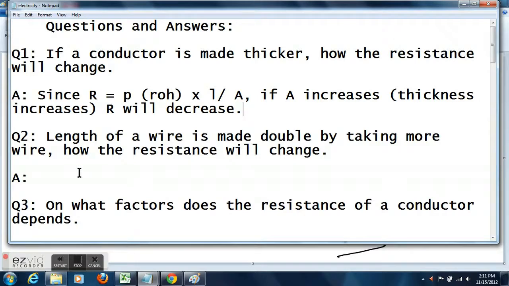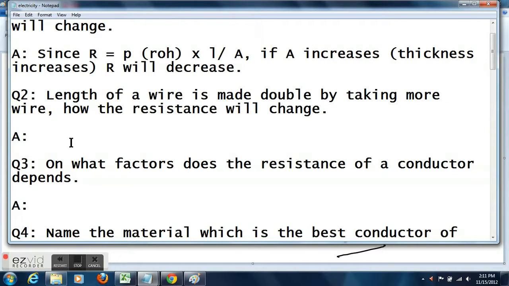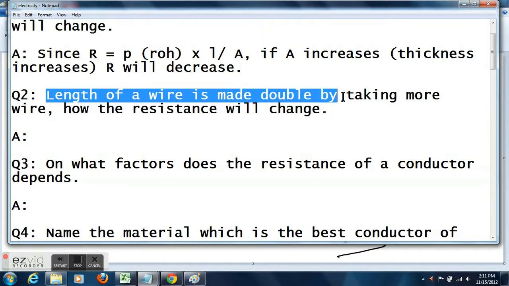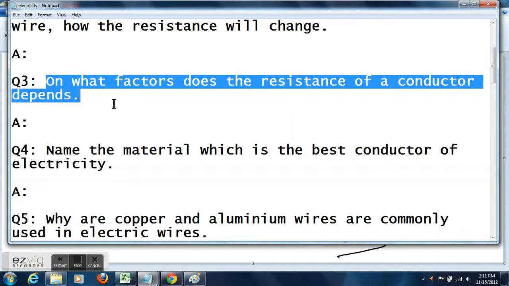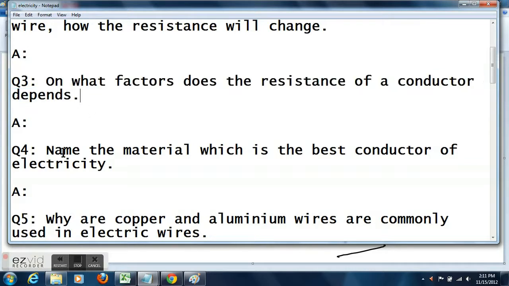Okay, second question. Length of a wire is made double by taking more wire. That means we are adding more wire to the original length. How will the resistance change? Question number 3. On what factors does the resistance of a conductor depend?